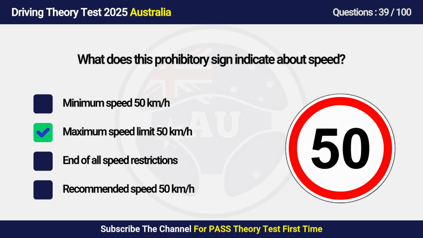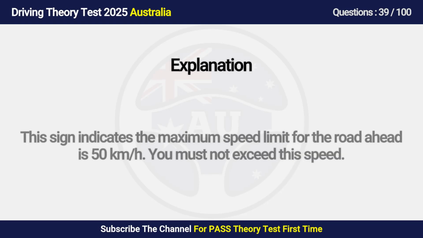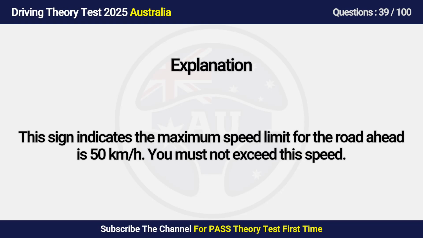Answer is B. Maximum speed limit 50. This sign indicates the maximum speed limit for the road ahead is 50. You must not exceed this speed.